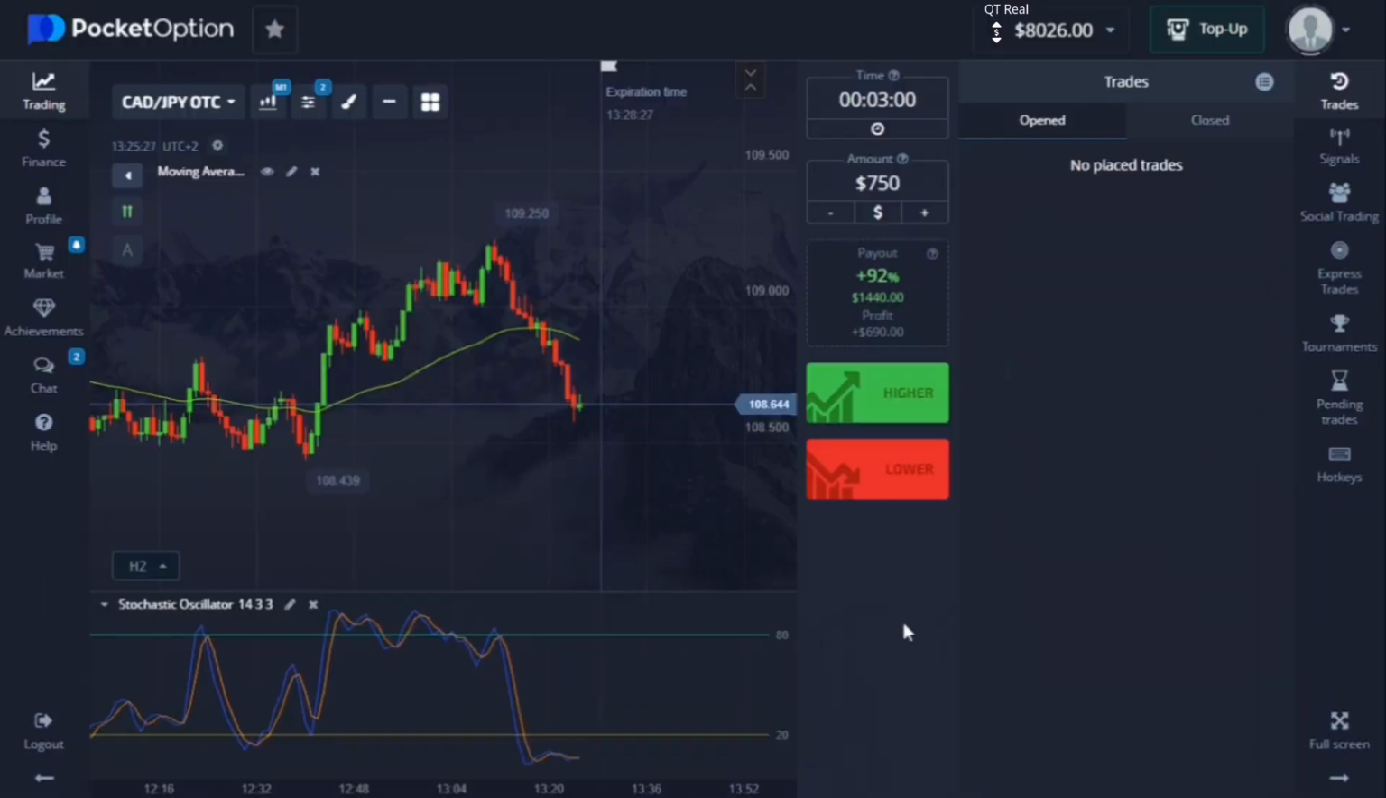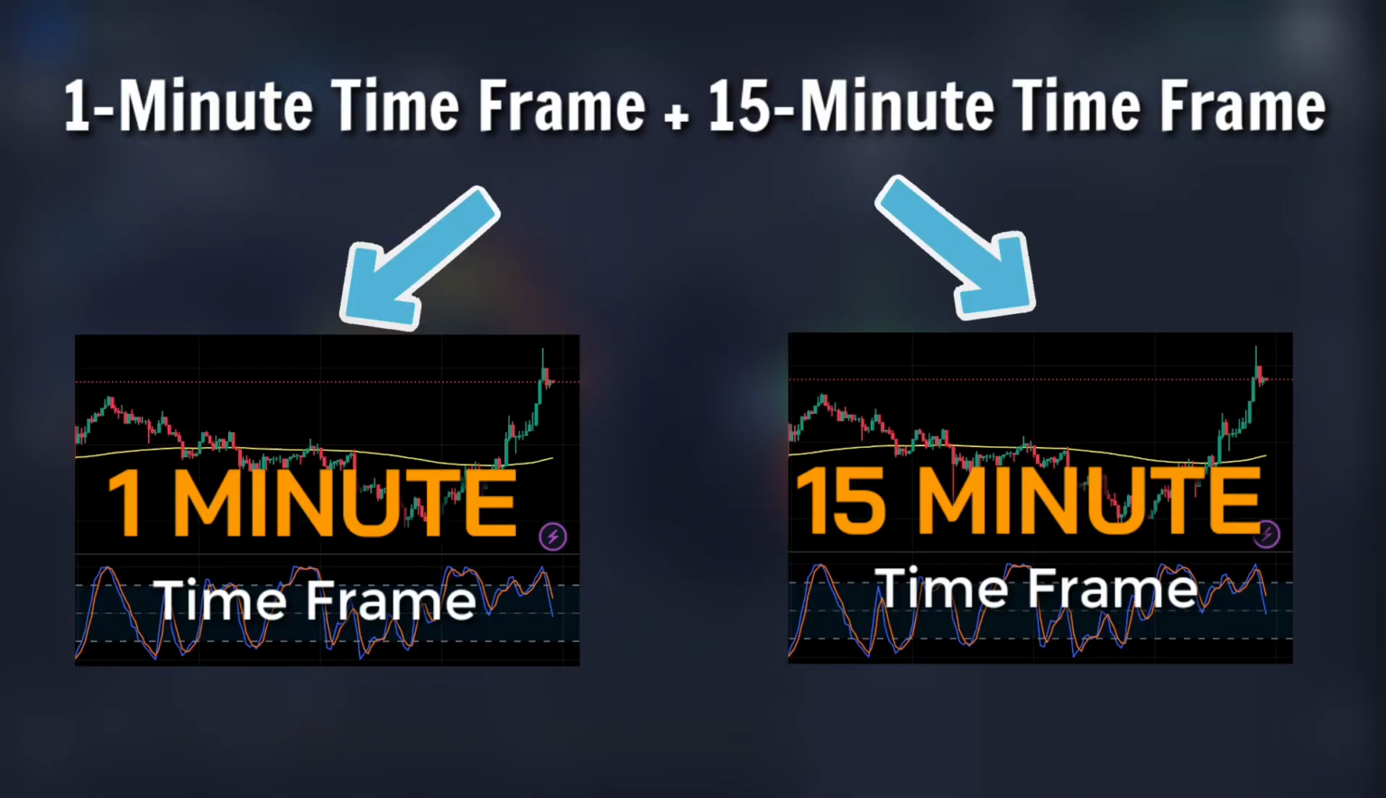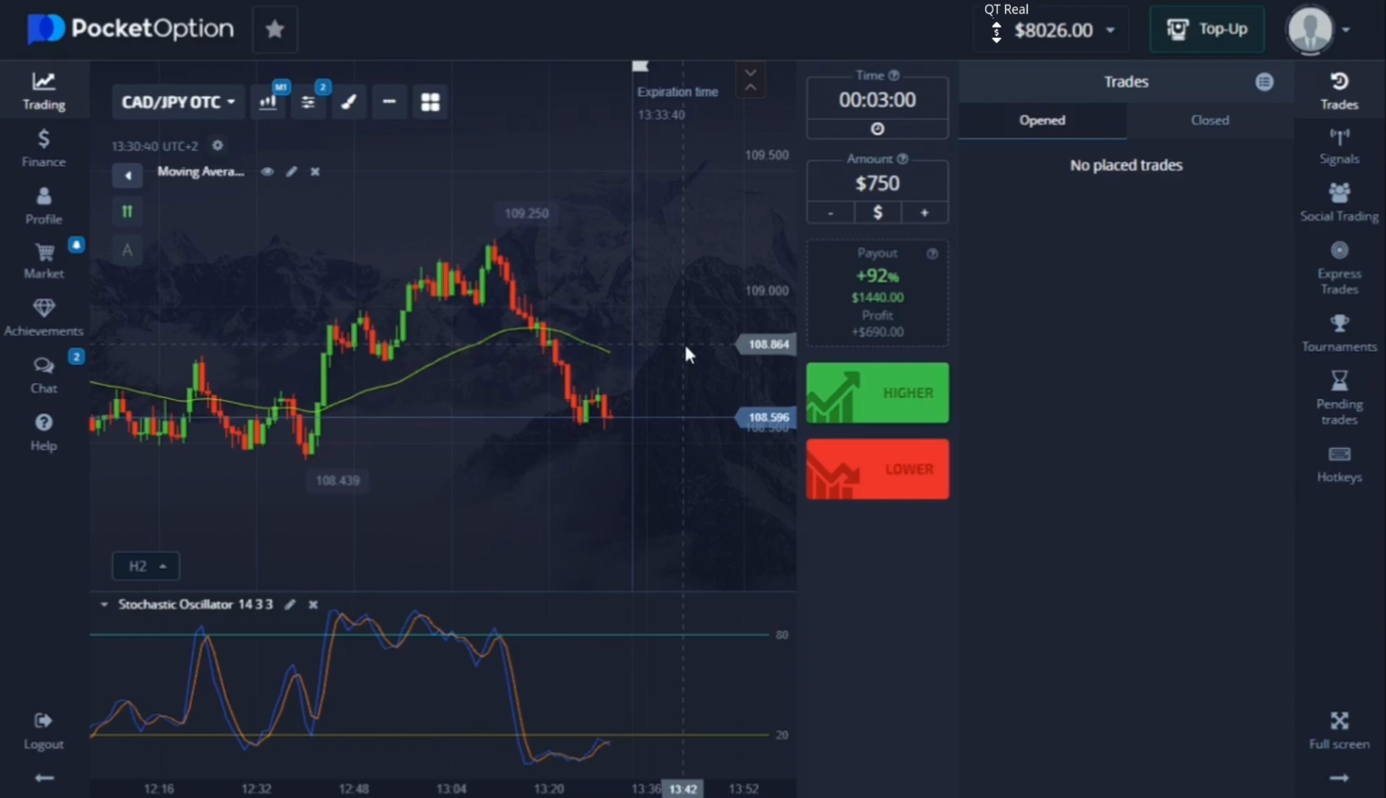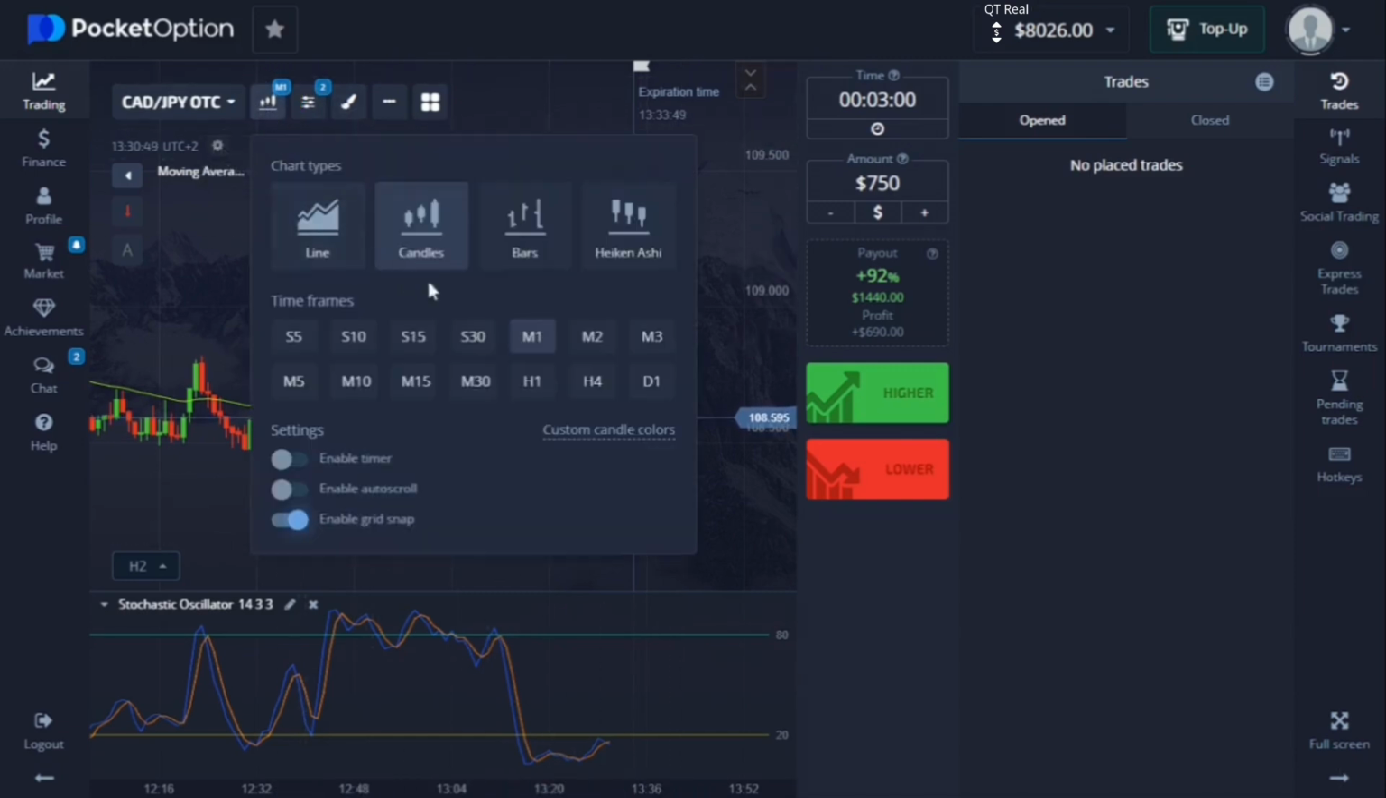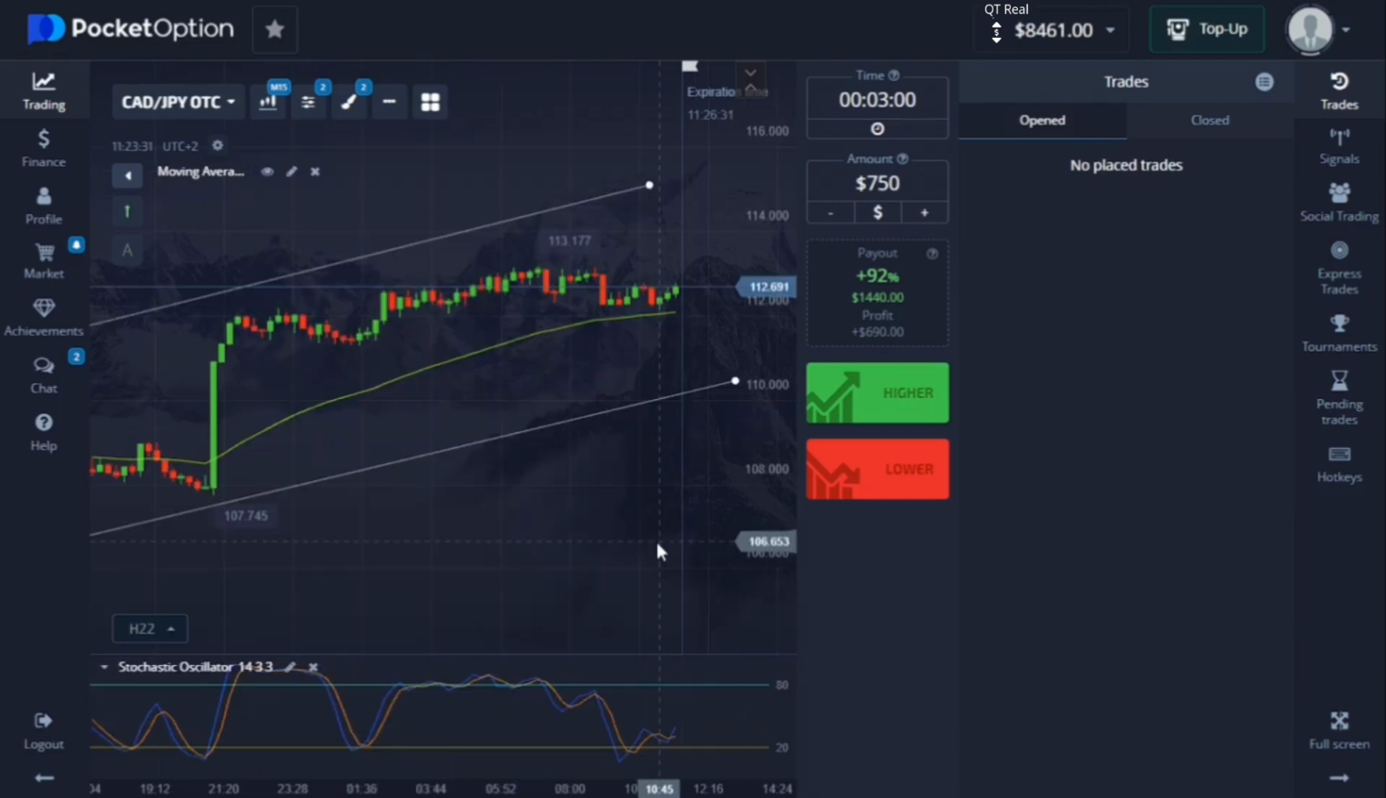So I'm currently on the 1 minute time frame. And for this strategy, we'll be using the 1 minute time frame in confluence with the 15-minute time frame. At the moment, as you know, we are on the 1 minute time frame, so I'm just going to go ahead and switch over to the 15-minute time frame. You can do this by clicking on the time frames icon over here and switching from the 1 minute time frame to the 15-minute time frame. So we are currently looking at the CAD JPY OTC currency pair, and you're probably wondering why we've switched over to the 15-minute time frame.